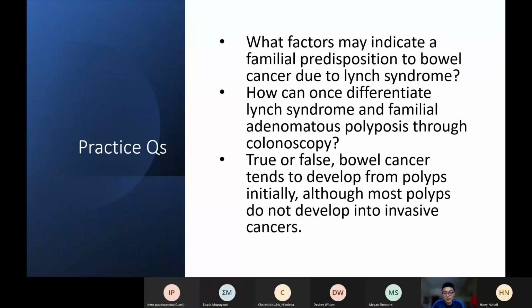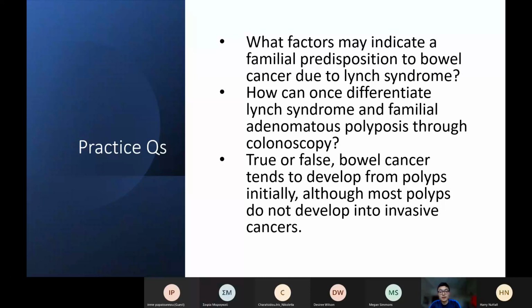Okay, so we're nearly there. This is our second to last slide. So we'll just go through some questions. What factors may indicate a familial predisposition to bowel cancer due to Lynch syndrome? I know we haven't covered this today in the content, but hopefully you might have come across it in the lectures this year or some of the revision.